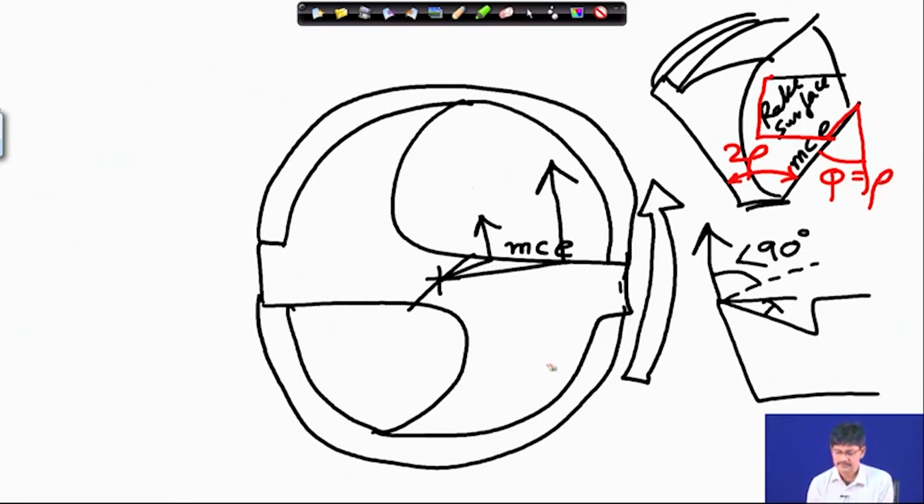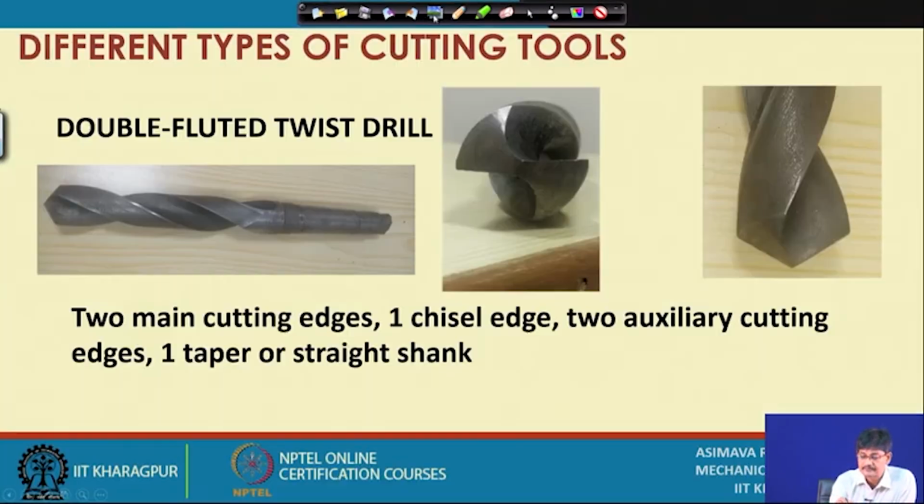So, now we understand that in case of the drill, lambda is negative, and the plan approach angle, or principal cutting edge angle, is equal to rho. There are some other interesting aspects, so let us take the points one by one. Two main cutting edges, a chisel edge, which I will show you just now, and two auxiliary cutting edges.